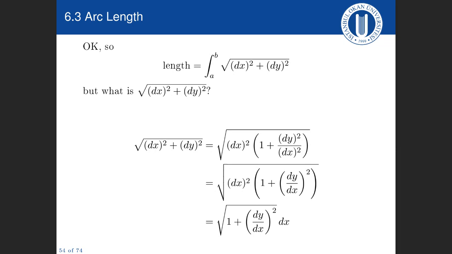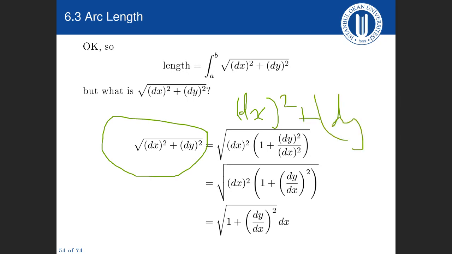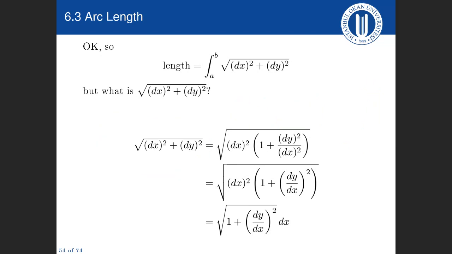Which bit are you asking about? Okay, so I'm starting with this term in green. We can forget about the square root. I have a dx squared and a dy squared. I could factor out a dx squared. If we multiply dx squared by 1, we get dx squared, and multiply dx squared by dy squared over dx squared, we get dy squared. So that's the first equal sign.